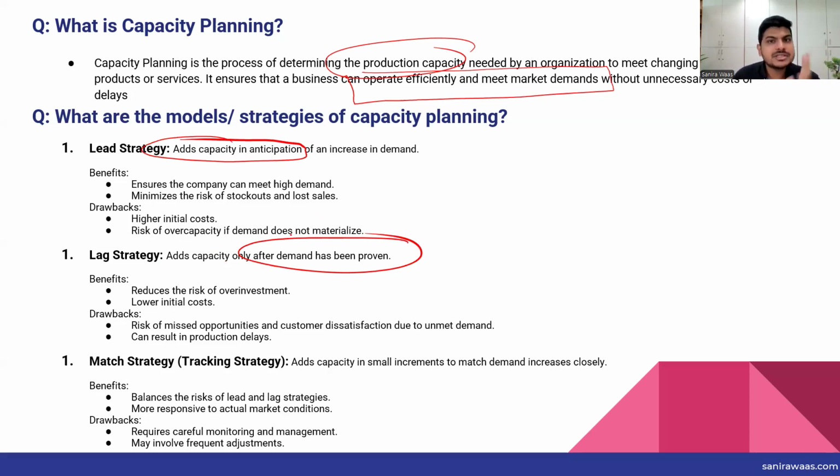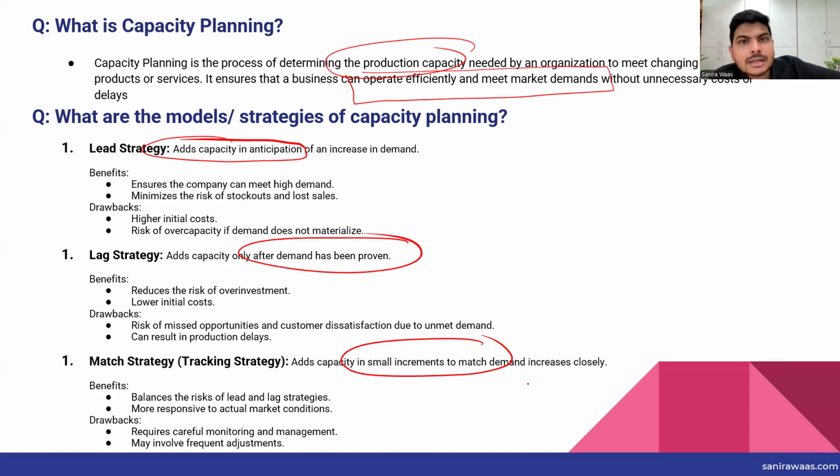Your business might differ; I can't say this is the best way. And then match strategy, where you focus on small increments to match the demand incrementally. Now, take an example like a car manufacturer. They cannot use a lag or match strategy. And Tesla, they use lead strategy. They anticipate, okay, this is going to be the full year plan and this much demand is going to come. Then I will have this much capacity to produce.